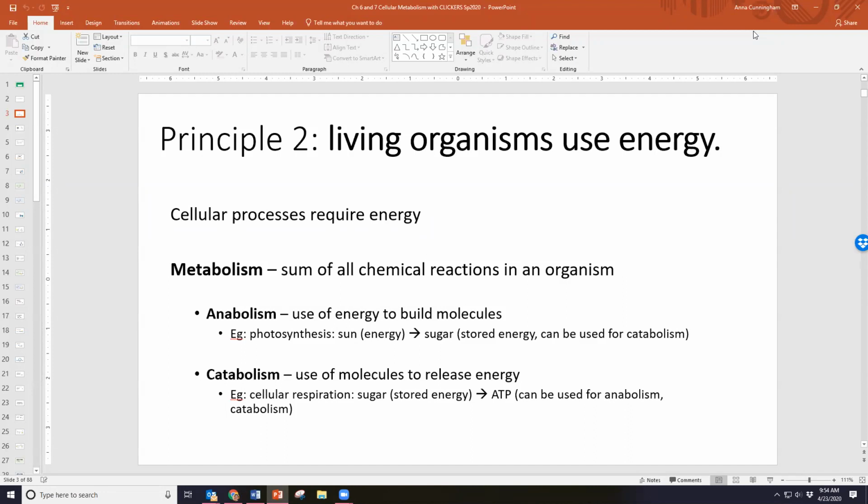That's all building stuff. But today, and next week, we're going to focus primarily on breaking stuff down. Because for anabolic processes, we have to use energy to build stuff. For catabolic processes, that's how we get the energy that we can use to build stuff. We get energy from breaking stuff down because energy is stored in chemical bonds. So we're going to revisit these concepts.